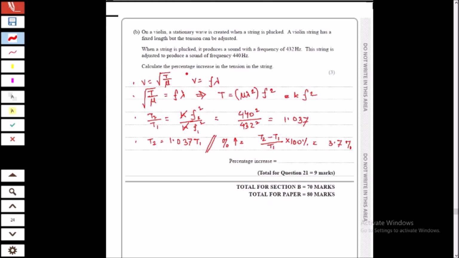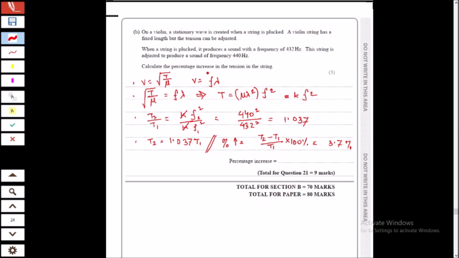Okay, so there was a change in frequency from 432 to 440, and we want to calculate the percentage increase in the tension in the string. So the formula for the speed is V is equal to root over T by mu, where T is the tension, mu is the mass per unit length of the string. We don't have any frequency here, but we need an equation in terms of frequency. So V is equal to f lambda.